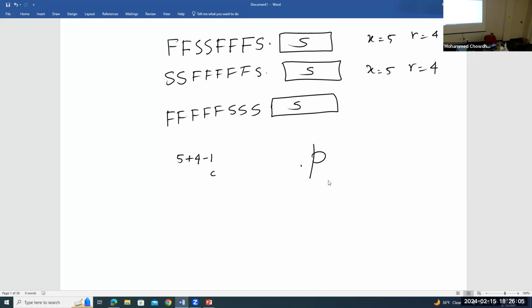5 plus 4 minus 1 and 4 minus 1. Because how many successes are in there? 3 successes. 1, 2, 3. 4 minus 1 equals what? 3 successes, right? And 5 plus 4 equals the total number of trials.